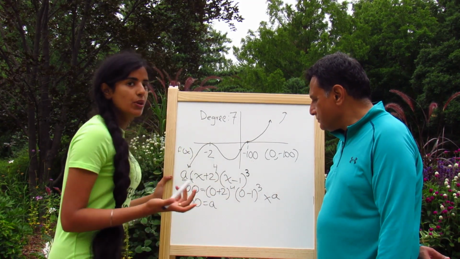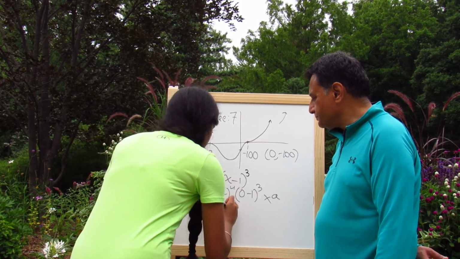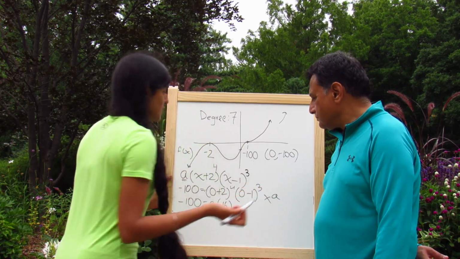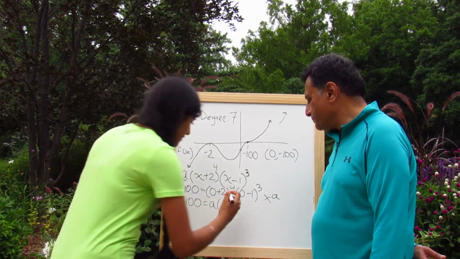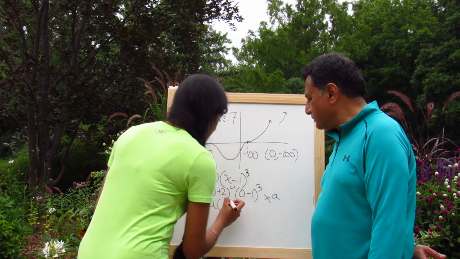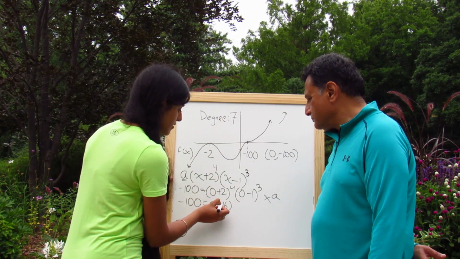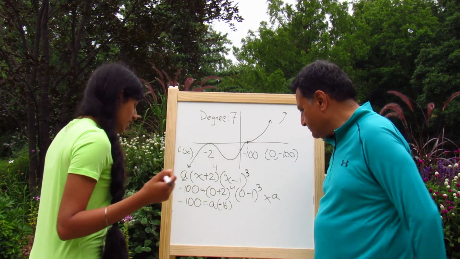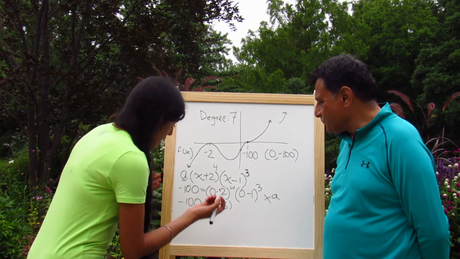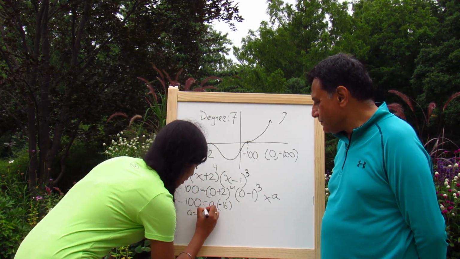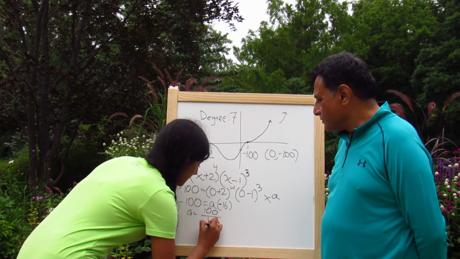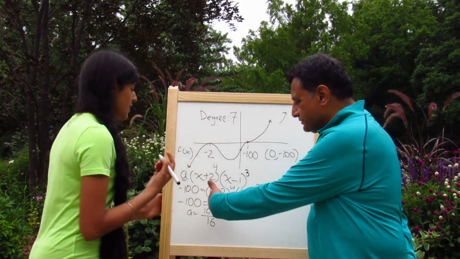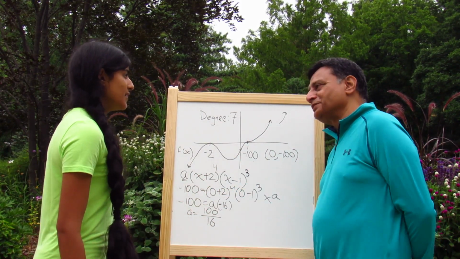Now 2 to the power of 4 we know is 16. Negative 1 to the power of 3 is negative 1. So instead of writing negative 1, we'll just make it negative 16. Negative 100 equals a times negative 16. Now a has to be 100 over 16, since both negatives cancel out. So a is 100 over 16. That's your answer.